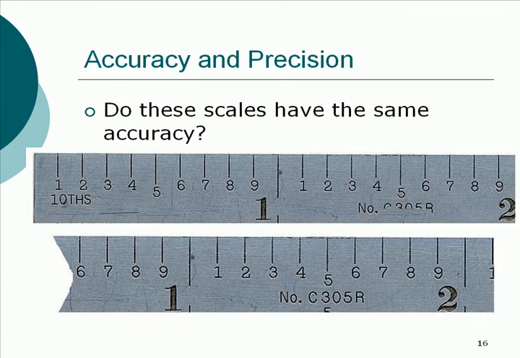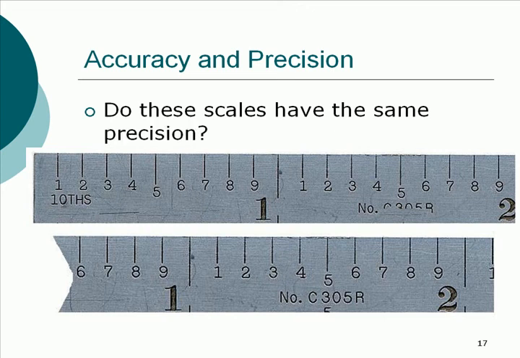Now consider these two scales. Do these two scales have the same accuracy? Well, if you look at the top scale, it's not broken. That ruler is intact. That ruler would be accurate. The bottom ruler is broken. It would not be accurate. So do these two rulers have the same accuracy? No. The top one is very accurate. The bottom one is not. They do not have the same accuracy.